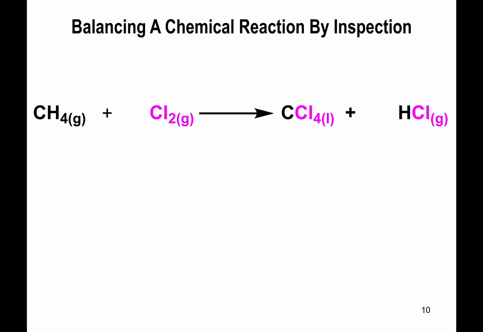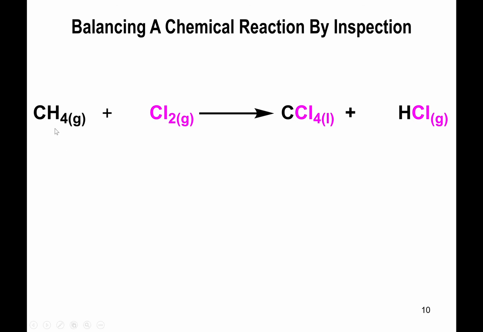On the other hand, chlorine is present in one molecule, Cl2, on the reactant side, but it's present in two molecules on the product side. So that one, because it's present in more than two molecules overall, you want to leave it until the very end. You don't want to start messing with it in terms of the balancing.